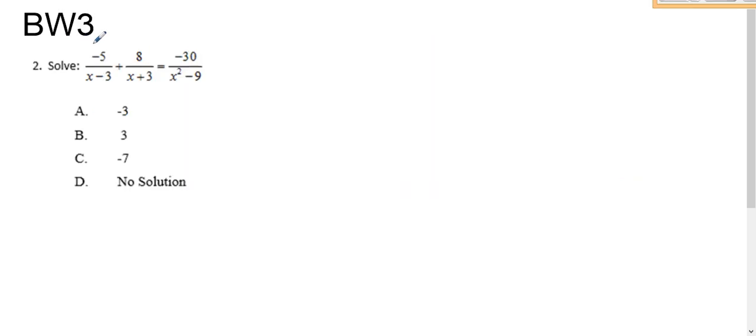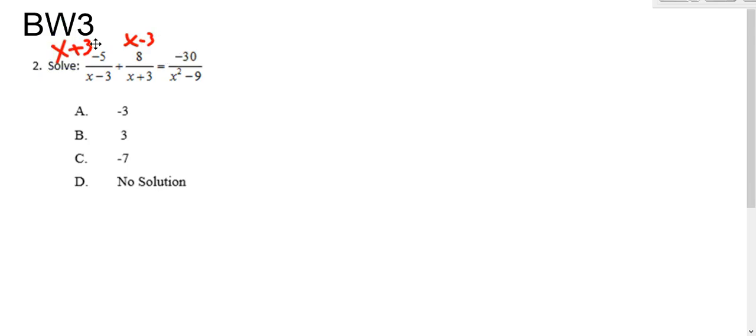Now from Bellwork number 3, question 2. In order to solve this, you need to get a common denominator and then solve. And then make sure you check for extraneous solutions. So the common denominator here would be x squared minus 9, which you get by multiplying x minus 3 and x plus 3 together. So this equation, in order to have a common denominator, needs to be multiplied by x plus 3. This one needs to be multiplied by x minus 3. And this one has the common denominator already, so we're good to go.